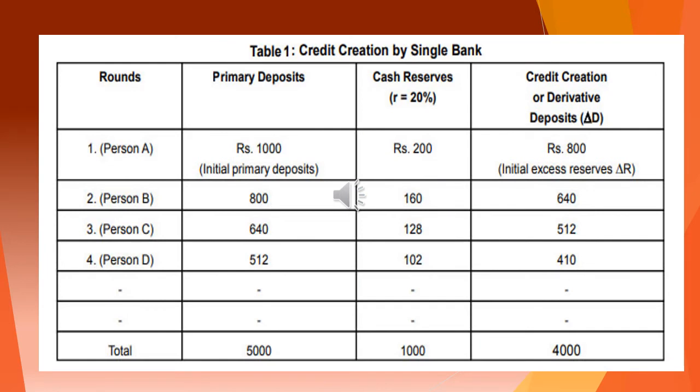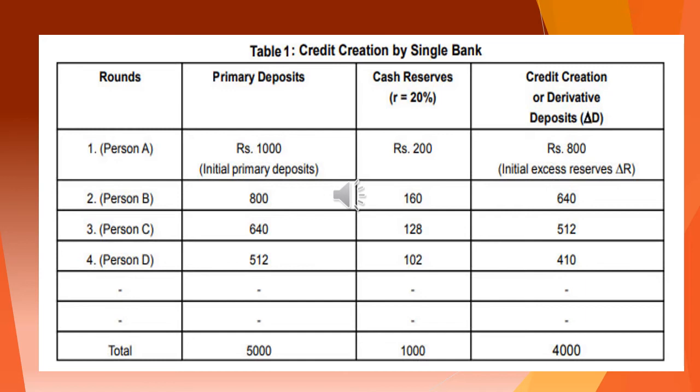This is the way the commercial banks perform the credit creation function. Imagine person A is depositing 1000 rupees in a commercial bank. As per the rules of Reserve Bank of India, they have to keep 20% as cash reserves. So the rest of the 800 rupees they can give as a loan. Imagine this 800 rupee loan is given to person B.